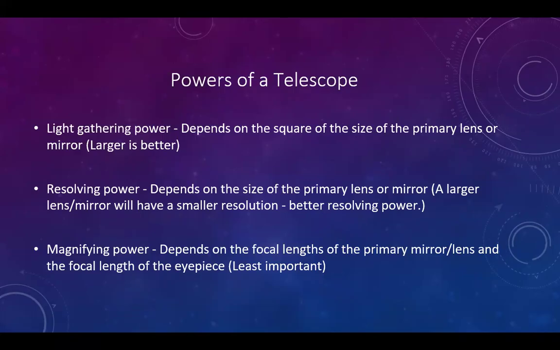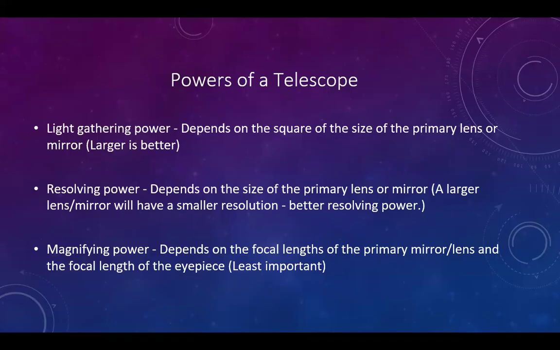So the powers of a telescope, how you rate the strength of your telescope. They are light gathering power. So this is how much light your telescope can get. This depends on the square of the size of the primary lens or mirror. Larger is better. Basically, the more area your main lens or main mirror covers, the more light it can grab and focus.